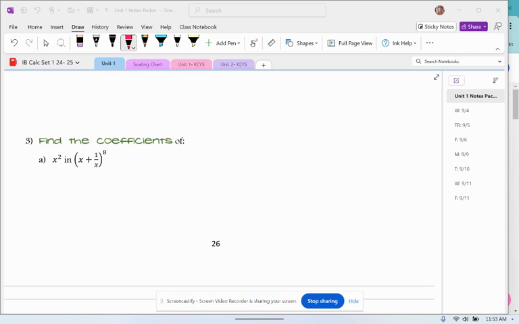Okay, so number 3, it says find the coefficient of x squared in (x + 1/x)^8. When you are trying to do a problem like this, it is one of those ones we talked about in class where you are either going to be told to expand or you're going to be told to find a specific term. This is a specific term one.